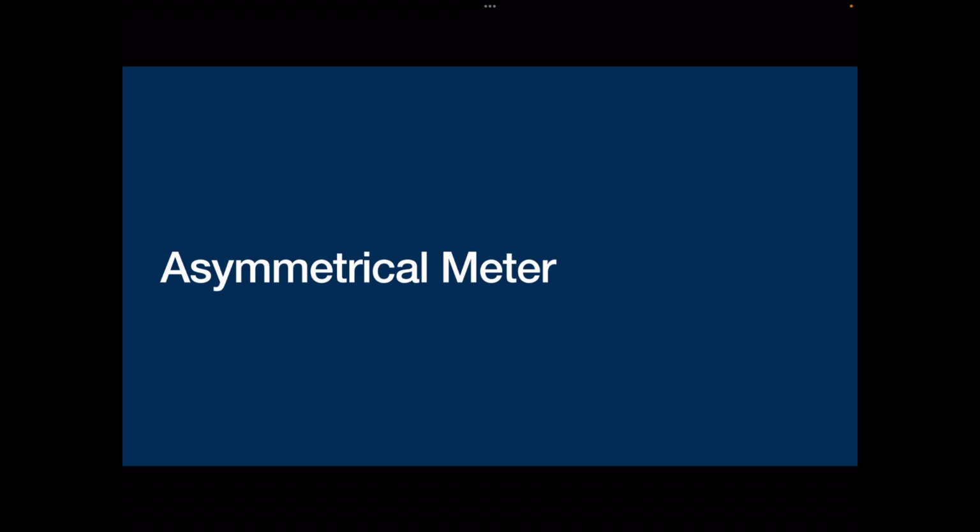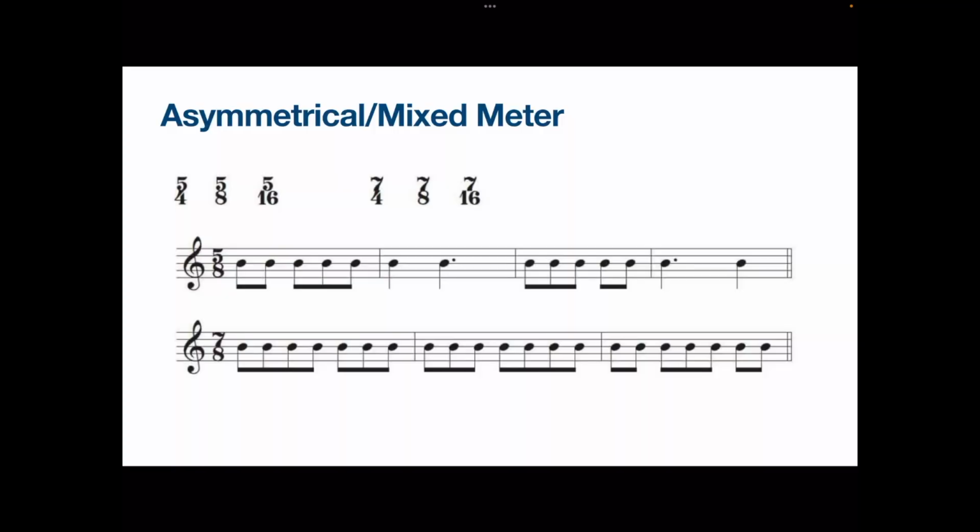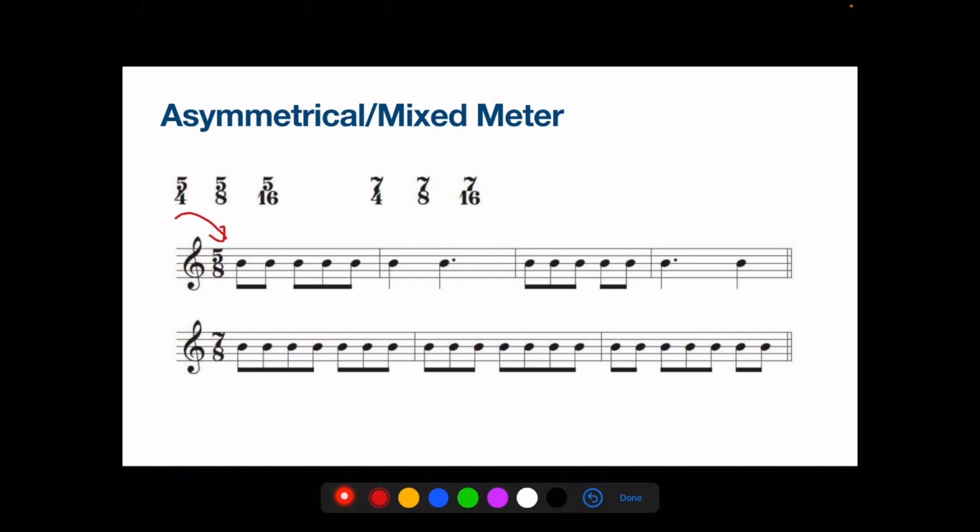All right, so we have simple meter, compound meter, and now we're going to talk about asymmetrical meter. So asymmetrical meter, here are some examples. You have 5/4, 5/8, 5/16, or 7/4, 7/8, 7/16. So 5/8, let's look at this example right here. 5/8, you can see there are 5 eighth notes in each measure, or its equivalent.